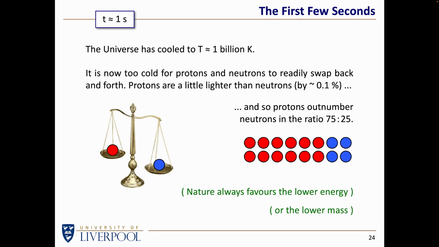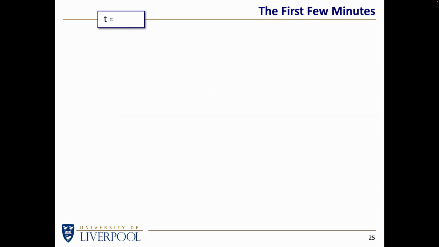We end up, after 1 second, with the ratio of protons to neutrons, indicated here by the red dots and the blue dots. We end up with a ratio of 75 to 25. And just for illustration, I've chosen to pick out 16 representative objects, of which 3/4 of them are red and 1/4 are blue. So 12 to 4. What happens if we move forward a little way?